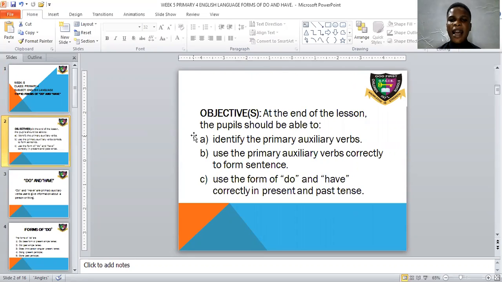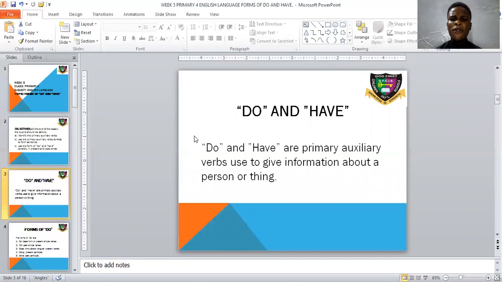Objectives of our lesson: at the end of the lesson, the pupils should be able to, one, identify the primary auxiliary verbs. Two, use the primary auxiliary verbs correctly to form sentences. The last but not the least, use the forms of do and have correctly in present and past tense. These are what we are going to be looking at during the course of our lesson. Is that understood? Good.